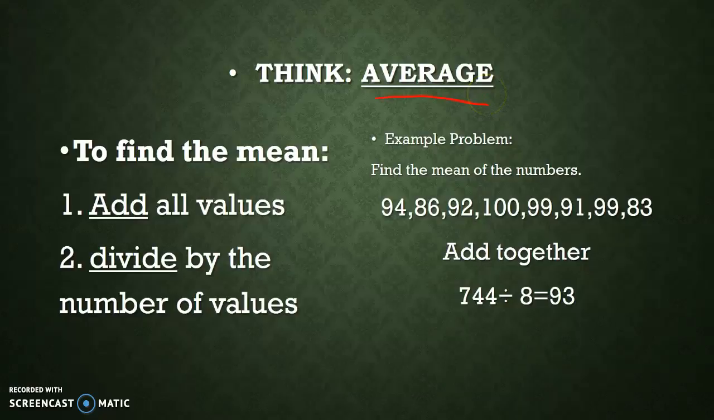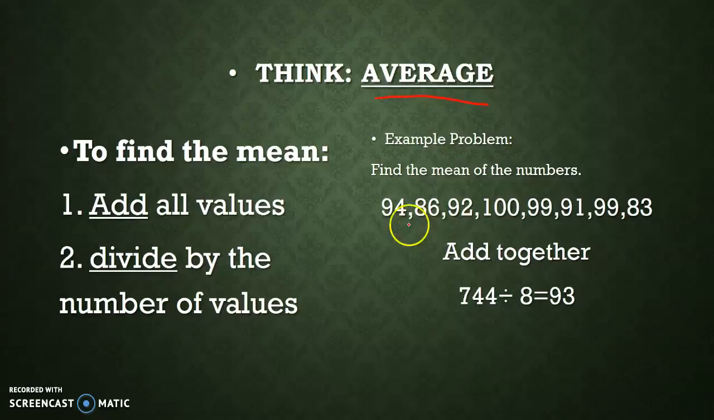Then it says to find the mean, number 1, you add all the values. Number 2, you divide by the number of values. So write those in the blanks there on that yellow sheet. Okay? If you need to pause now, you can pause to get those written down. All right. So at this point, you should have paused, or you've got it written down, you're ready to go.